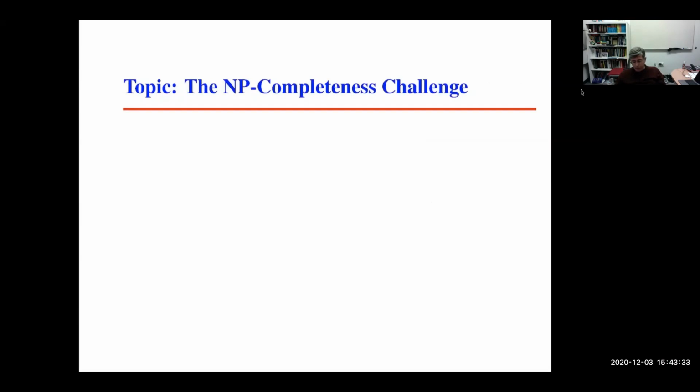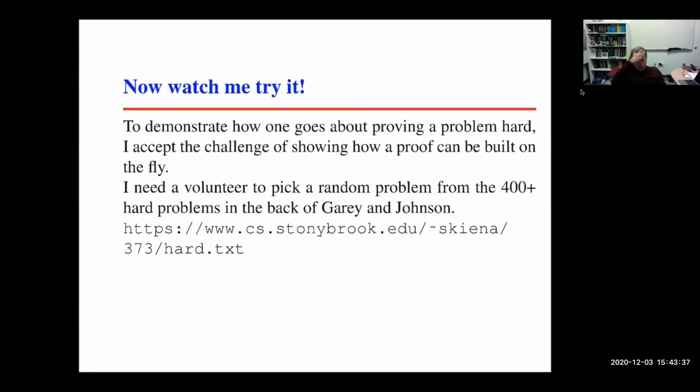Okay, what I would like to do now is my NP completeness challenge, where I'm going to try to figure out an NP completeness proof before your eyes. There's a wonderful, old book called Computers and Intractability by Garey and Johnson. Maybe I can even show it to you because we're on Zoom here. What they did was keep a catalog of all problems that were known to be NP complete at the time they wrote the book. Quadratic programming, hard. 3-set, hard. Non-erasing stack automata acceptance, hard. Permutation generation, hard. So this is a great catalog of hard problems.